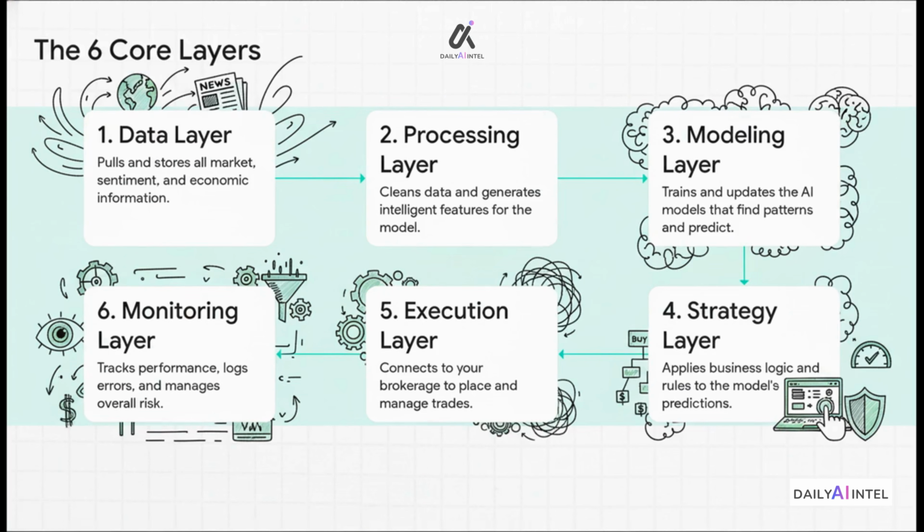At the bottom, you have the data layer. That's what pulls in all the information, prices, news, you name it. Then you've got the processing layer, which cleans all that messy data up. After that is the modeling layer. That's the brain, where your AI actually lives. Next, the strategy layer takes what the AI predicts and turns it into an actual plan. The execution layer, that's what connects to your broker and places the trades. And finally, and this one is so important, the monitoring layer, which keeps an eye on everything, tracking performance and managing risk. This right here, this is your roadmap for the entire project.